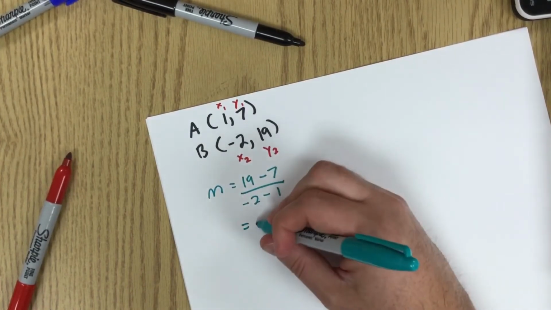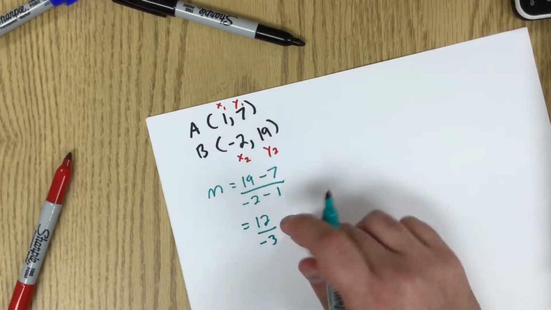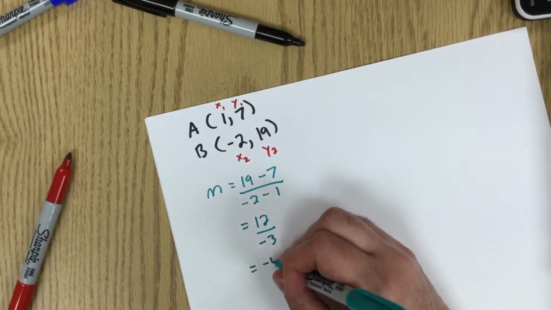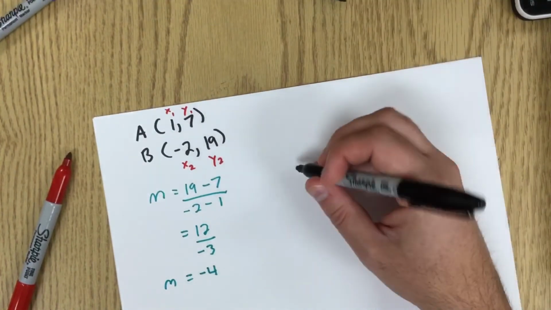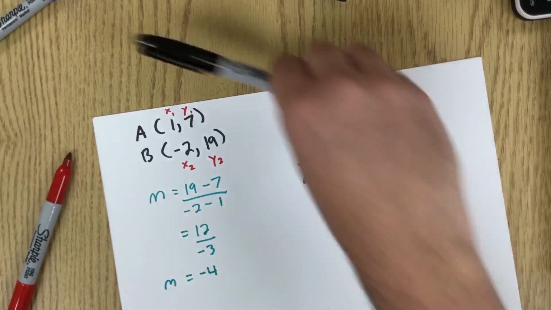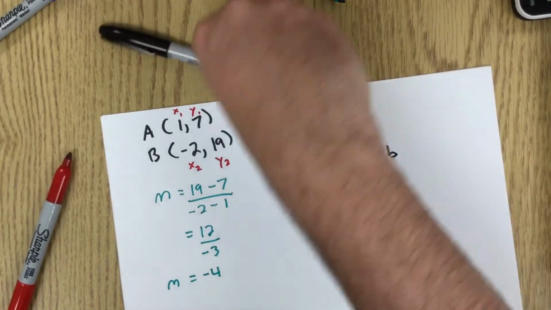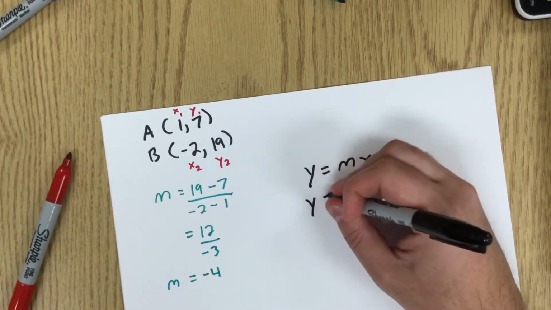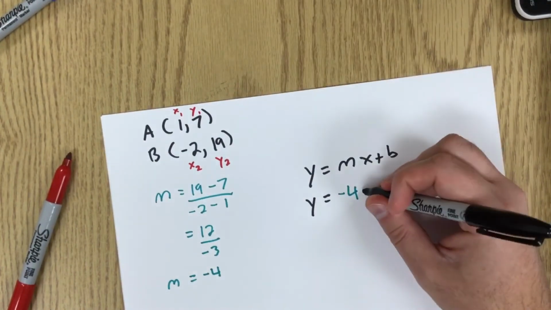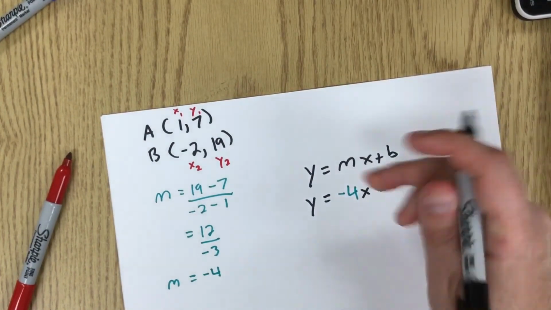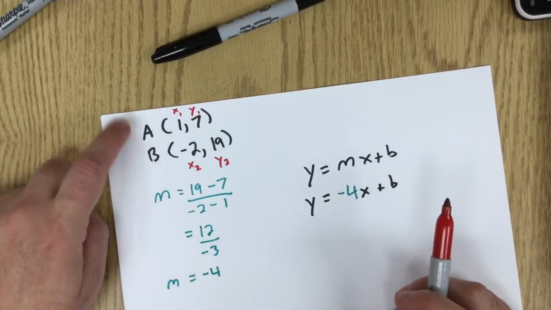19 minus 7 is 12. Minus 2 minus 1 is negative 3. And 12 over negative 3 is negative 4. So m is negative 4. So we could plug that into our y equals mx plus b. But we know the slope is negative 4. So it's going to be y equals negative 4x plus b. We could plug in any point, and as we showed, we could definitely plug in any point. I'll plug in the A.